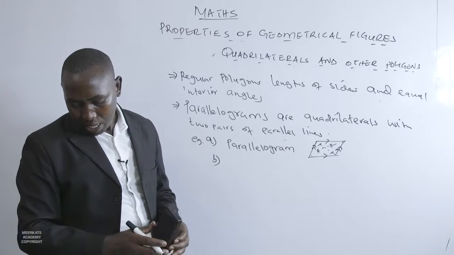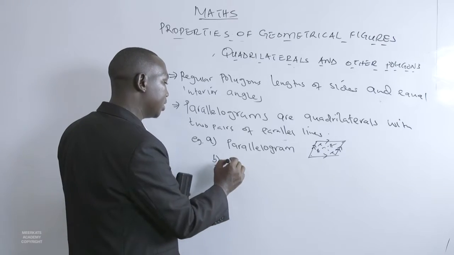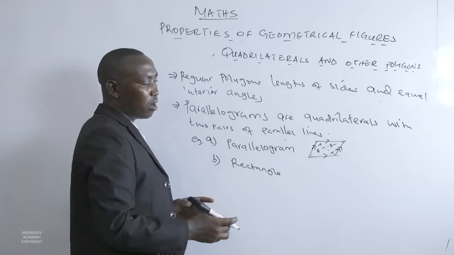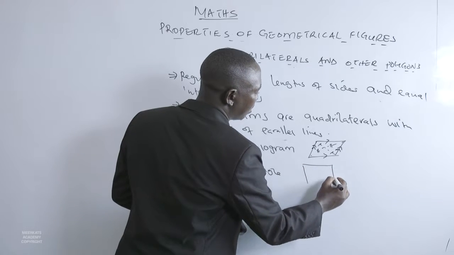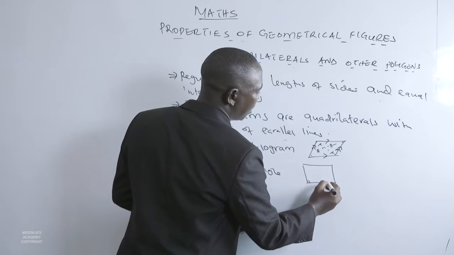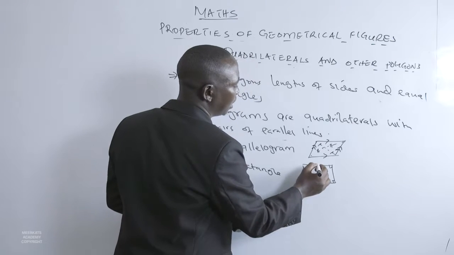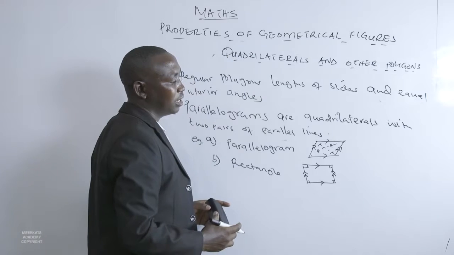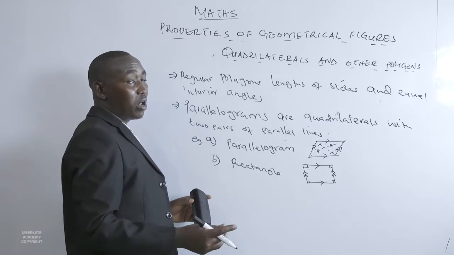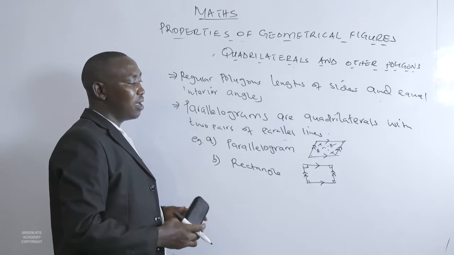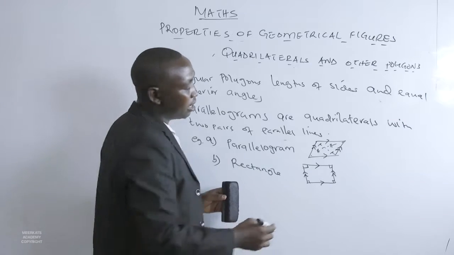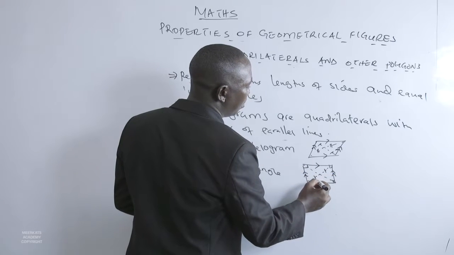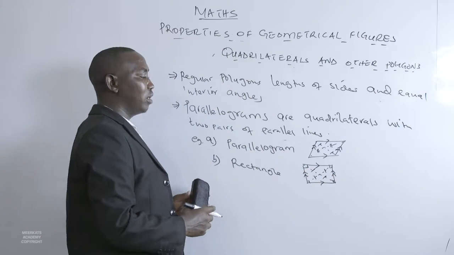Number B, we have rectangles. A rectangle will have all the angles first going to be 90 degrees. This side will be parallel to this side, and this to this other side. So we have two pairs of parallel sides. Again, if you construct the diagonal, this side will be equal to this, and equal to that.